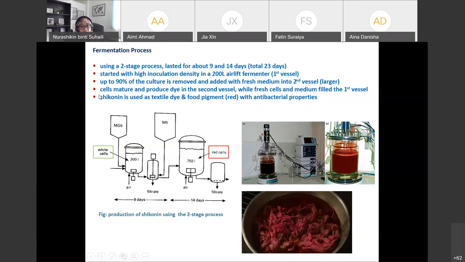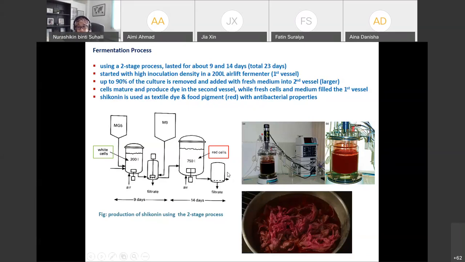The cells mature and produce dye in the second vessel, right, while fresh cells and medium fill the first vessel. So 9 days in the first vessel, and after 9 days, it moved to the second vessel for 14 days. The reason why the vessel is changed is because the media needs to be changed. The plant cells need to be provided with fresh media. So that's why in this case, the second vessel is used. Okay, so this is one example.